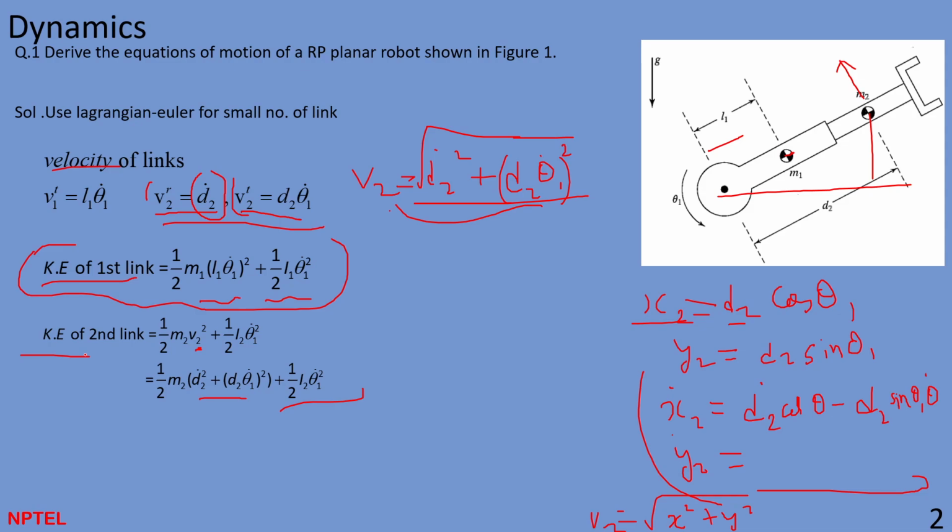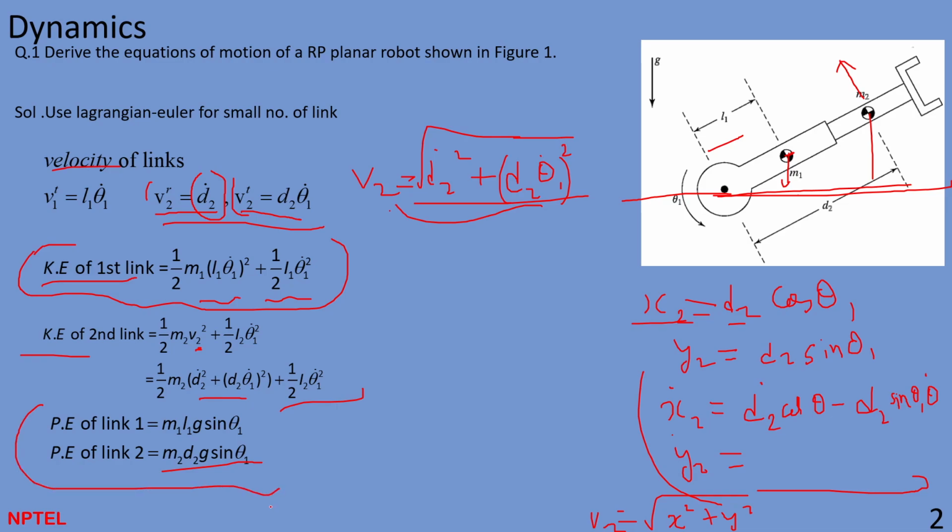Mostly you get potential energy easily. Suppose this is zero potential energy; each link will have potential energy like m g l sine theta. You can get this easily. This will be m2 g d2 sine theta one. So potential energy you can get, but the crux is the kinetic energy, so you need to be careful when you are calculating it.